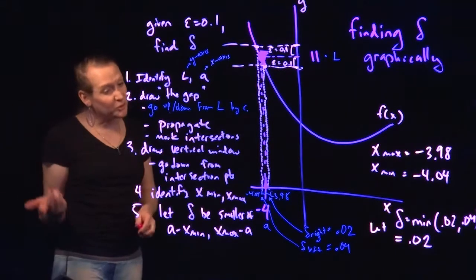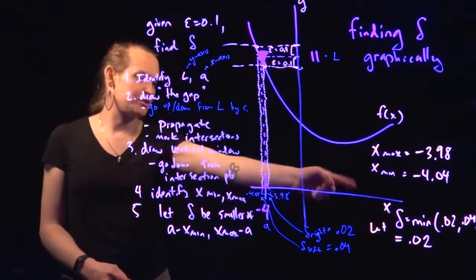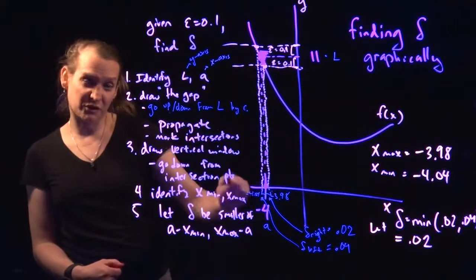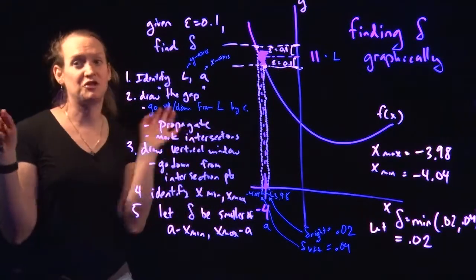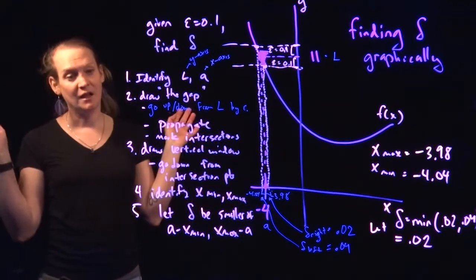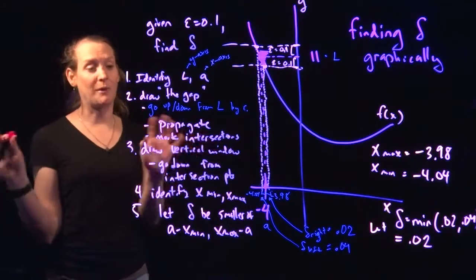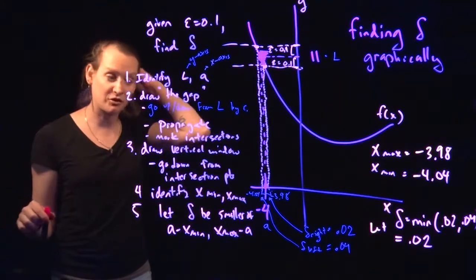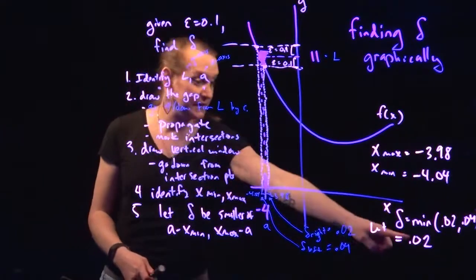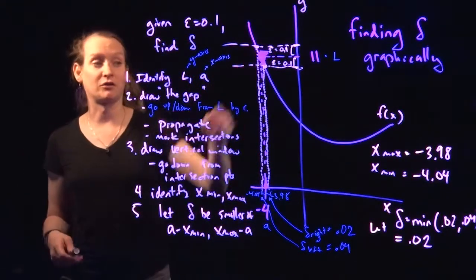As a kind of concluding note to this problem, we chose the smaller, so you could have gone further to the left. But the definition doesn't care about that. It just says there should be one so that no matter how far away you are in either direction, as long as you're within the delta value, then your function values are close.